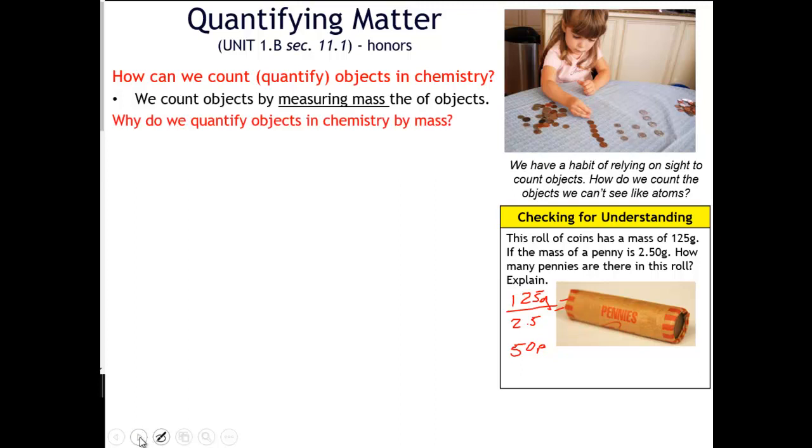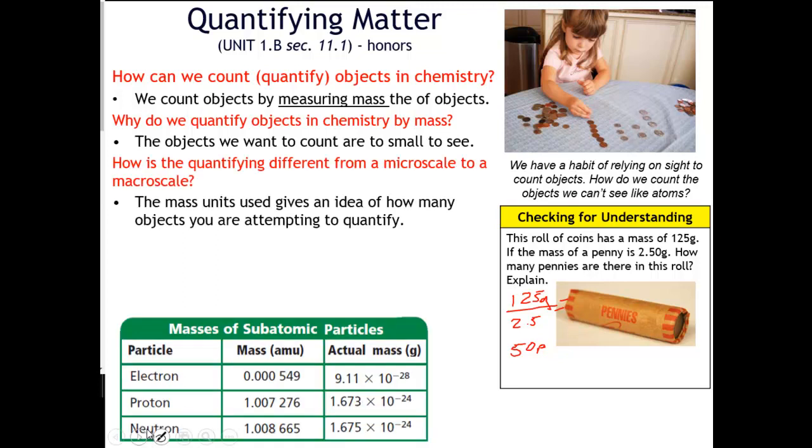So the question is, why do we count objects in chemistry by mass? Because the objects that we want to count are too small to see. We've talked about how small these particles are. Consider, for instance, the electron. Take a look at the gram value. The electron is essentially this small.